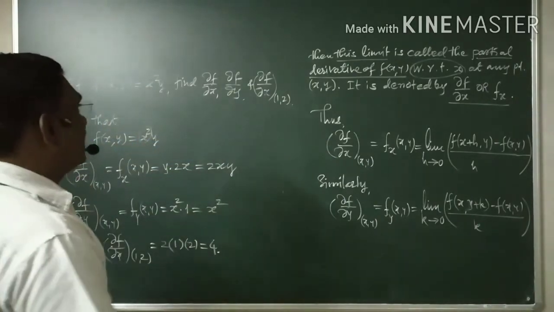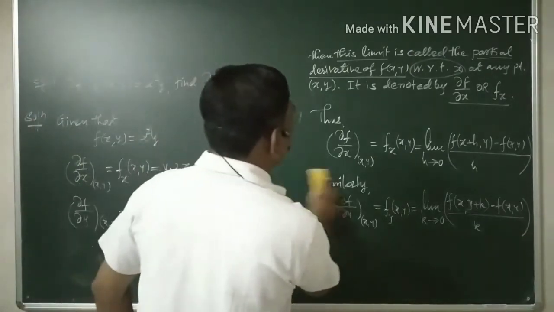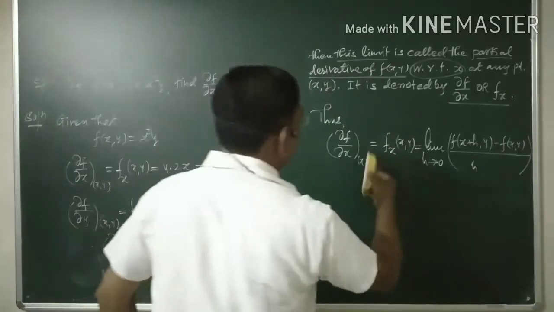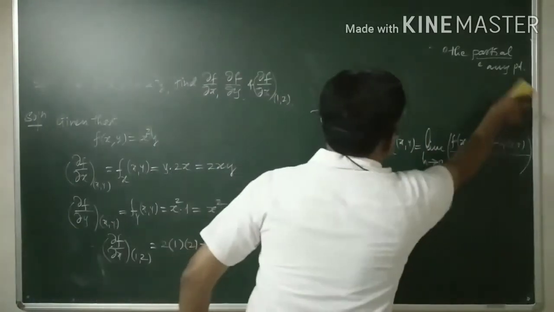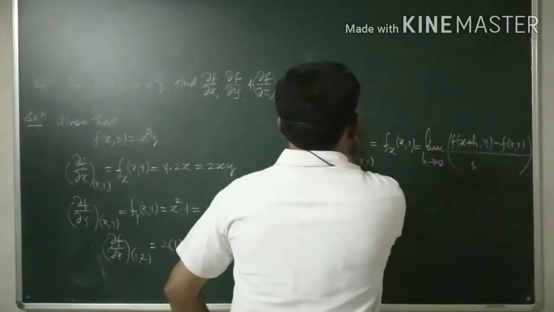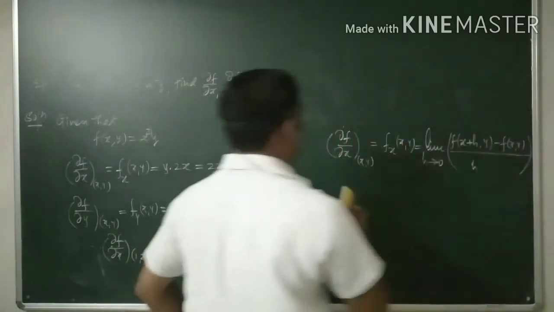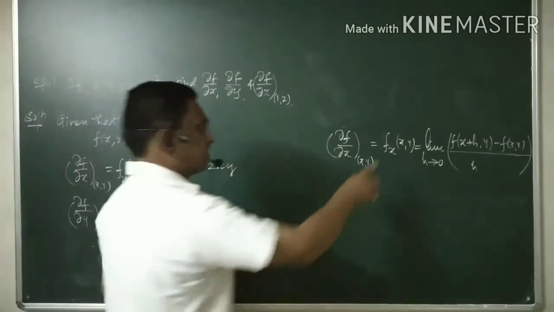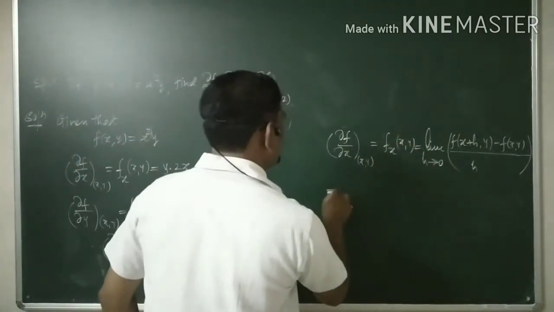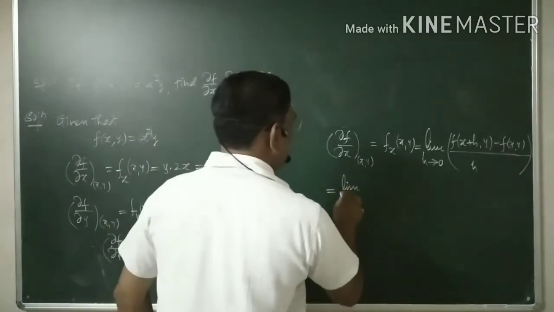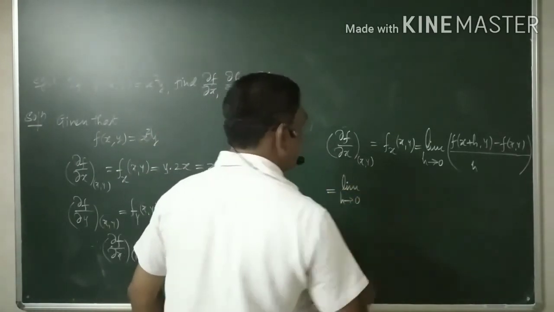Okay, now let us find the derivative of the given function by using our definition. Let me write this as: I want the partial derivative of f with respect to x at any point (x, y). Therefore, I will keep this as it is and I will continue here. This is equal to the limit, okay, h tends to 0.